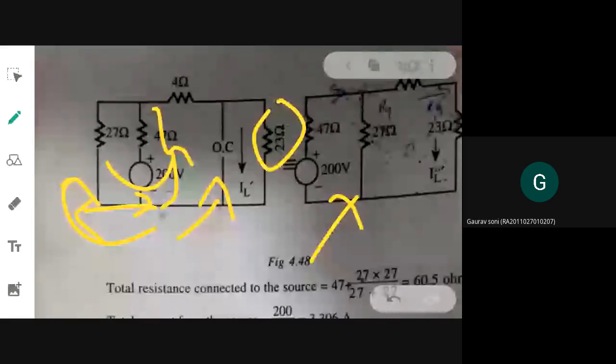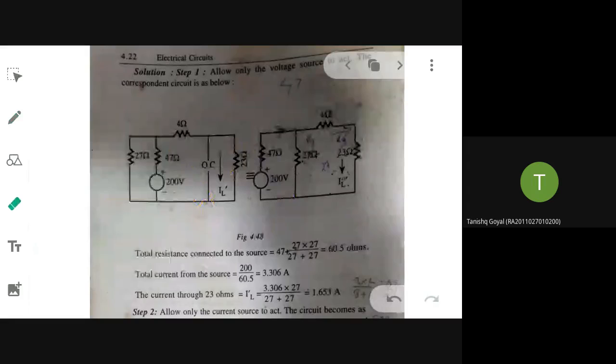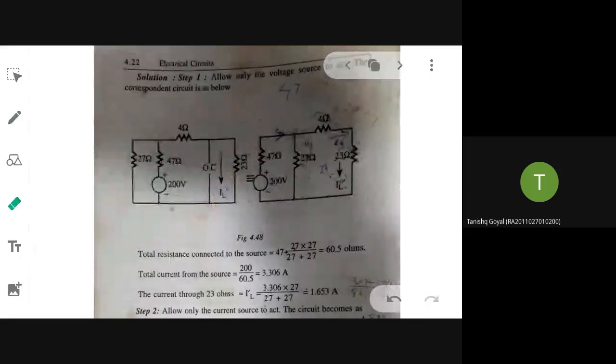Okay. So tell me what will be the total current? Total current? 3 ampere. 3.3 ampere.